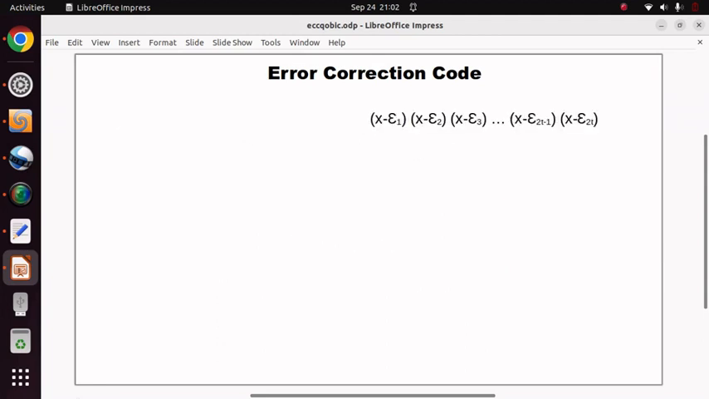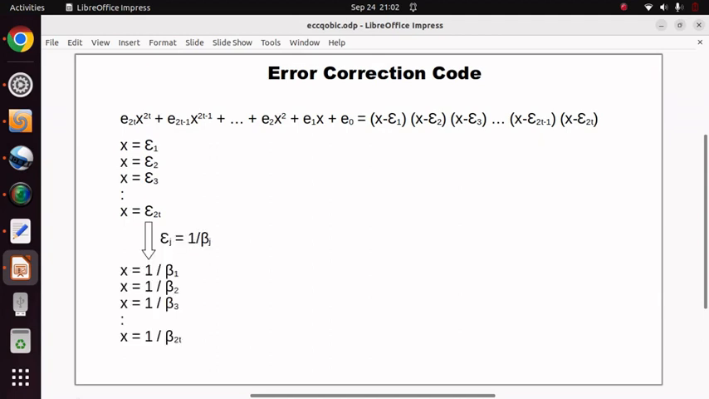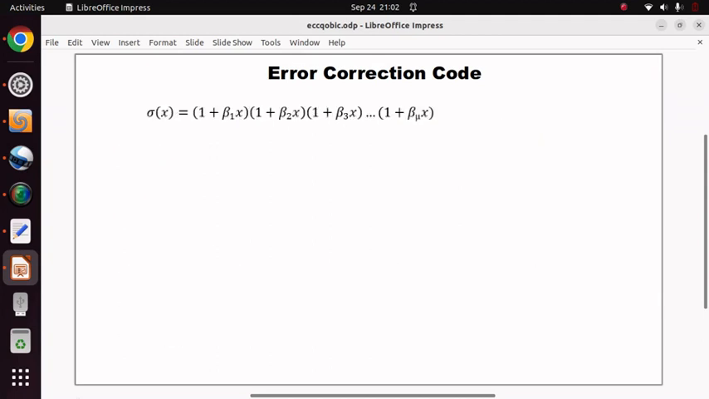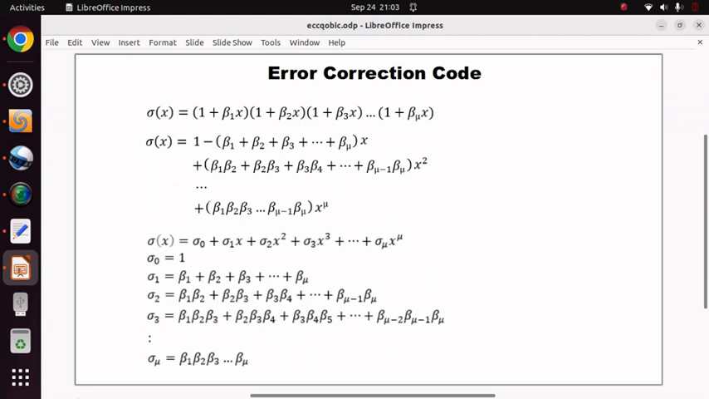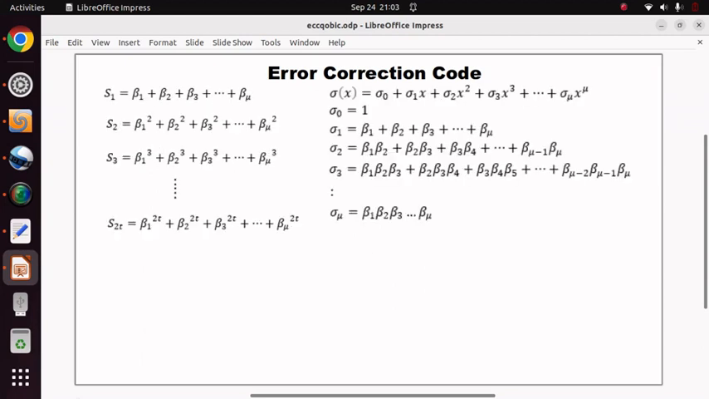For the error roots, we may expand the product term into polynomial form. The roots of the code can be expressed in terms of their inverse values. This is called the error location polynomial. We have syndrome equations and error location equations in terms of the error location index.